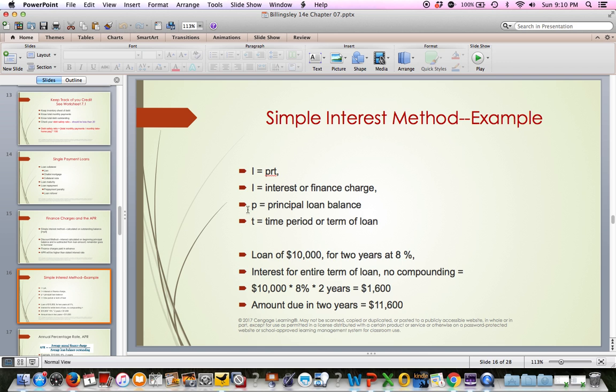Simple interest method: interest, or finance charge, is the interest, P is for principal, T is the time period. For a loan of $10,000 for 2 years at 8%, interest for the entire term of the loan with no compounding would simply be $10,000 times 8% times 2, which is $1,600, and the amount due in 2 years would be $11,600, the interest plus the $10,000.